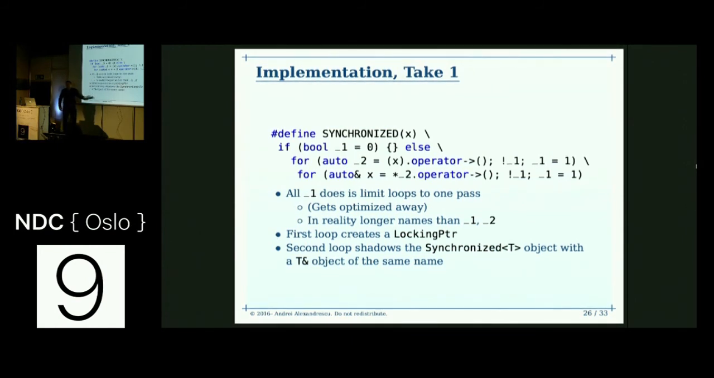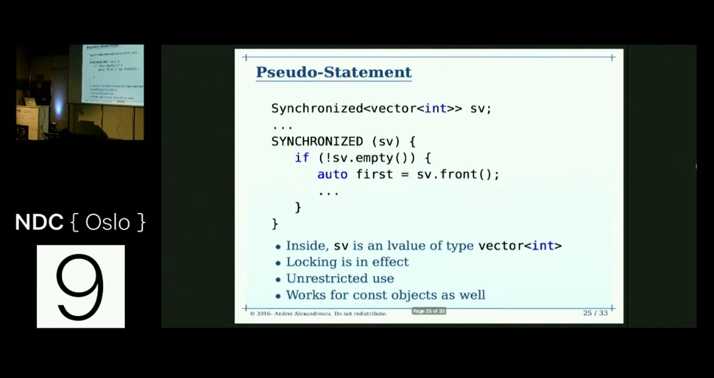So, okay. Let me compile this better for him because I'm not sure what's wrong with that code, but I don't care. So, okay, fine. First loop creates a locking pointer. The second is going to take from the locking pointer the L value and is going to shadow the object with an object by the same name. And this macro actually does everything, all of that allows me to do this.